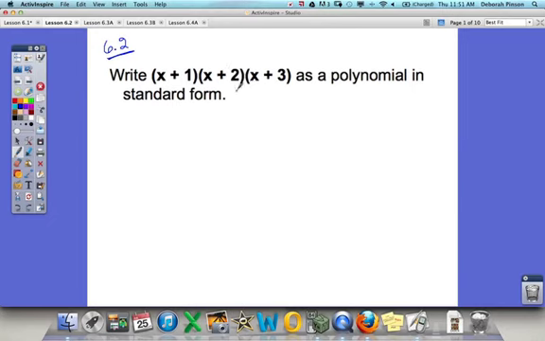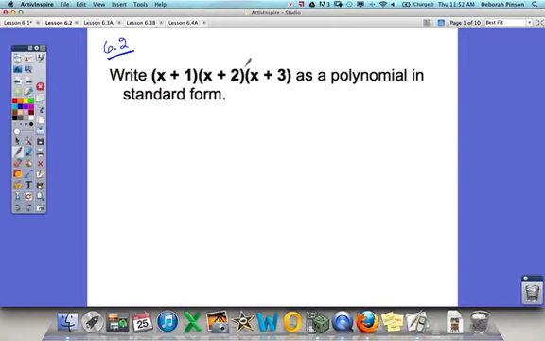Now it's going to be hard for us to factor some of these on our own. The ones I'm giving you today are doable. Later we're going to have some that are a little bit harder. What I want us to do is write this in standard form, which means I'll have a something x to the third plus something x squared, etc.